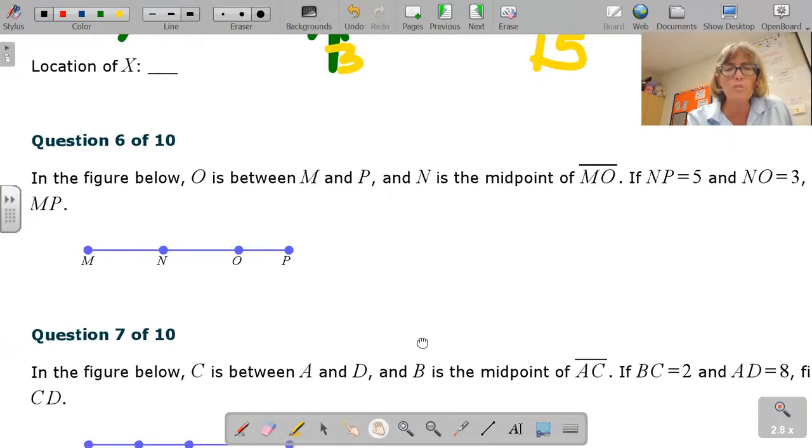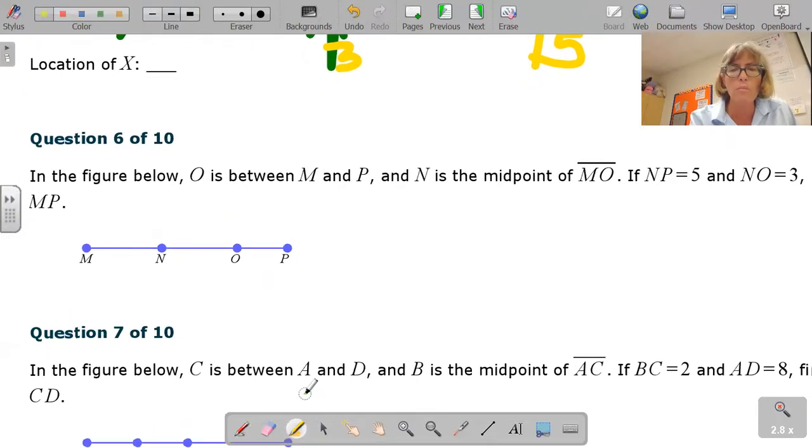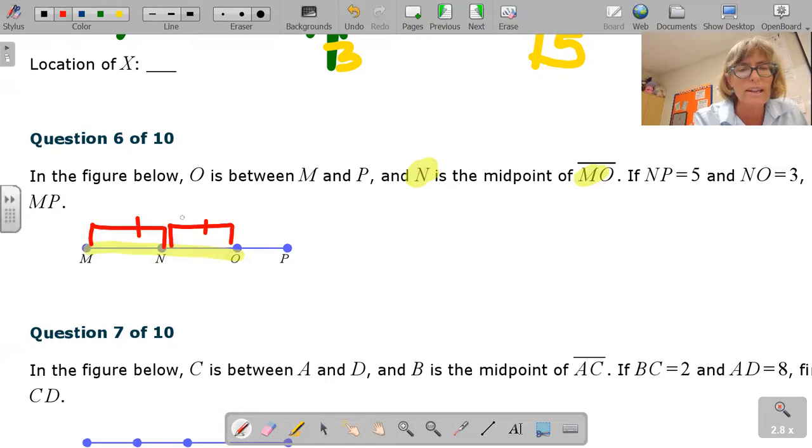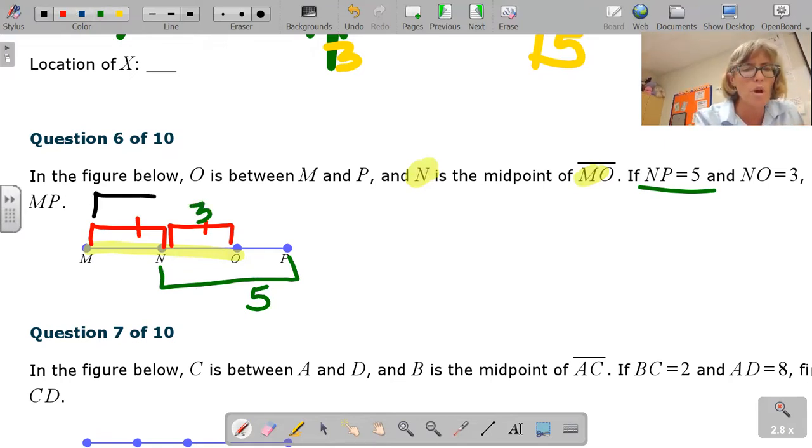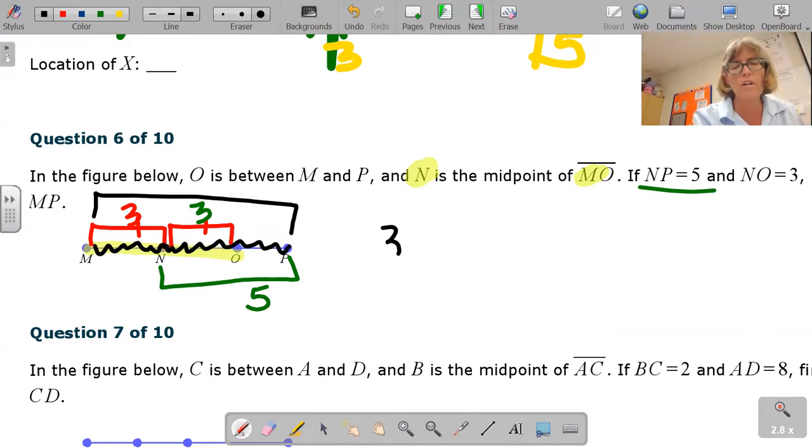In the figure below, O is between M and P, and N is the midpoint of MO. So the minute you have a midpoint, bracket, hatch, bracket, hatch. We are told N to P is 5, and N to O is 3, and our goal is to find M all the way to P. Real simple here. You always find what you can find. That midpoint means this is 3. So M, that's 3. And from here to here is 5. 3 plus 5. MP is 8.